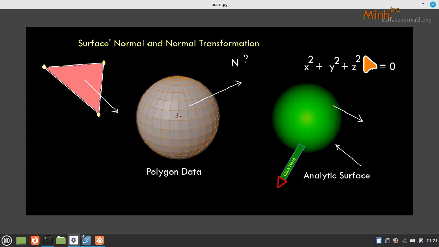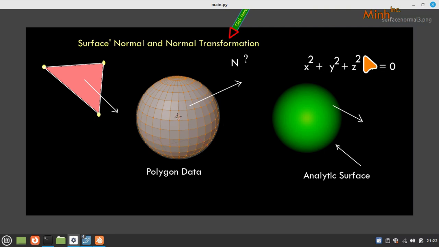Okay, so next we'll see how to find the vertex normal in polygon data. Then we'll see the much awaited topic. We calculated the surface normal, and now the much awaited normal transformation: the relationship between surface transformation and normal transformation.